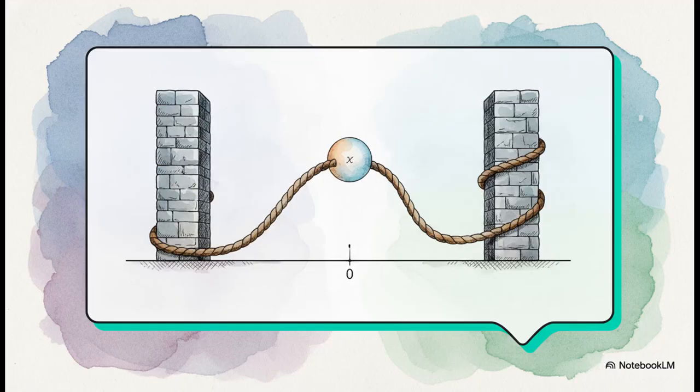I love this way of thinking about it. A less than inequality is basically telling the variable to stay close. It puts it on a short leash. It's not about going far away. It's about defining a very specific, controlled little zone where the answer is allowed to be.